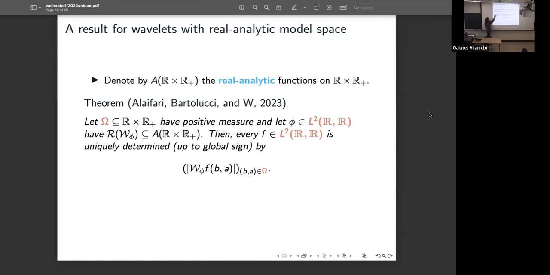So suppose that you have some subset of the upper half plane that has positive measure, and suppose that you have a wavelet that's real valued and also such that the range of the wavelet transform is real analytic. So sorry, if you take the wavelet transform with respect to that wavelet of any function, that will give you a real analytic function, is what I'm trying to say here. Then every real valued function is uniquely determined up to the equivalence relation that we had before by the magnitude of the wavelet transform on omega.